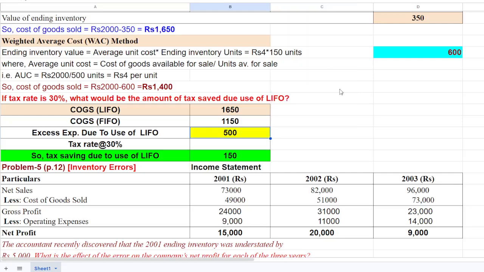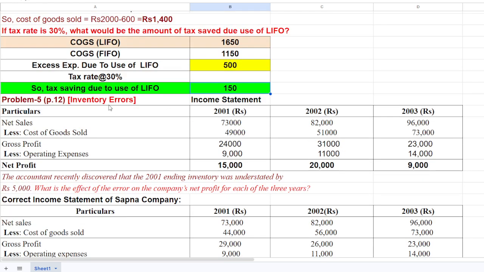Okay, so it's 500, and if the tax rate is 30%, 30% of this value is how much? It is 150. So because of use of the LIFO approach, which provides the highest cost of goods sold, you would have a tax saving of 150. Okay, this is about the concept of the periodic inventory system. Now let's talk about the inventory error, friends.